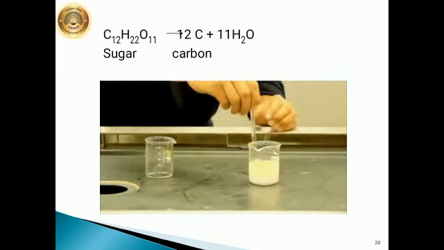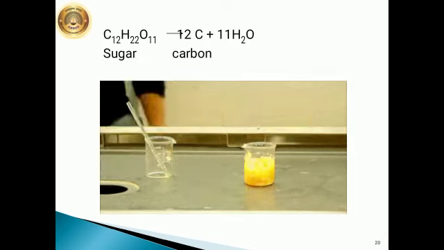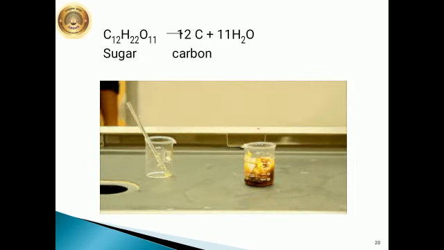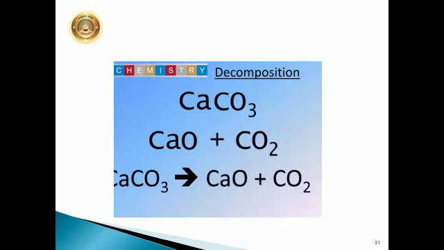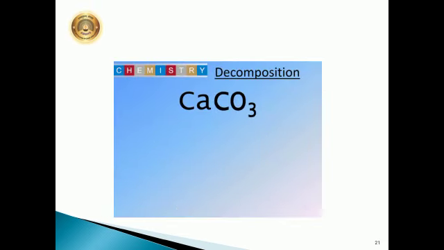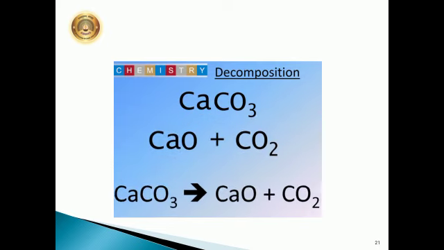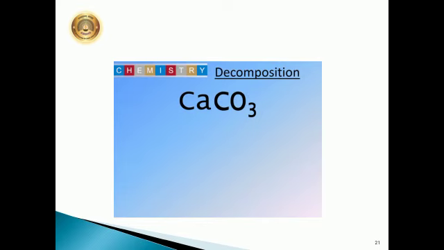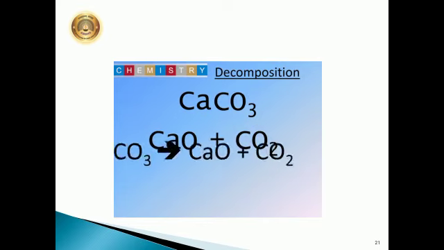Sugar, C12H22O11, when heated gives you 12C, that is carbon, and 11H2O, that is water. One more example you can see is calcium carbonate decomposes to give you calcium oxide and carbon dioxide. So one reactant and two products.